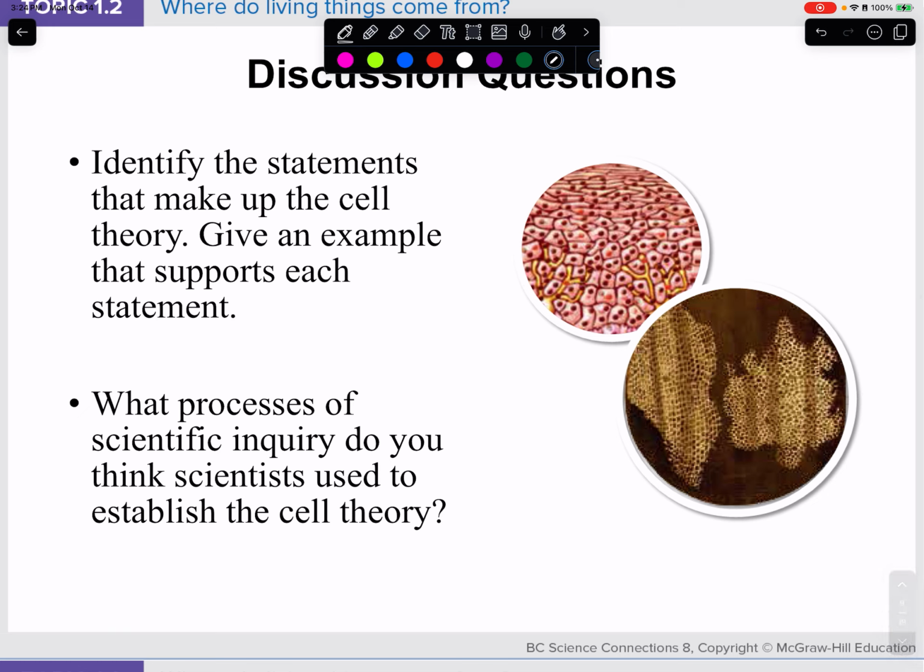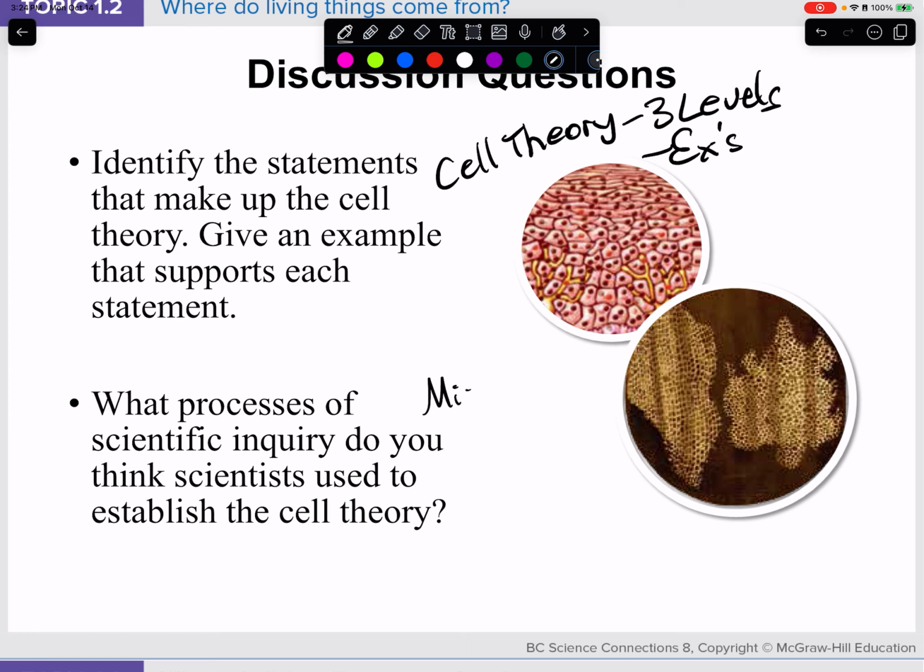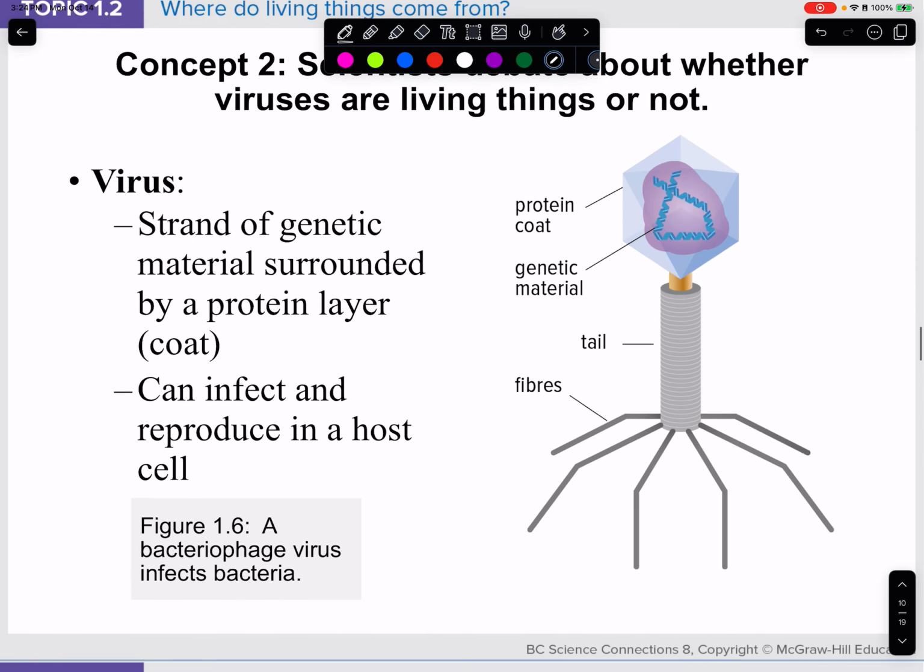Discussion questions. Okay, so this is where you would pause the video and say, all right, identify the statements that make up the cell theory. So do you know your cell theory? Right? 3 levels. Right? With examples. More than 3 levels, kids. We're just doing the basic levels. And how did they get this far, right? And you're thinking about the microscope invention, right? Yeah, the microscope was big. So you get to thank Van Leeuwenhoek and Hooke for all their work. There's more to it than that.